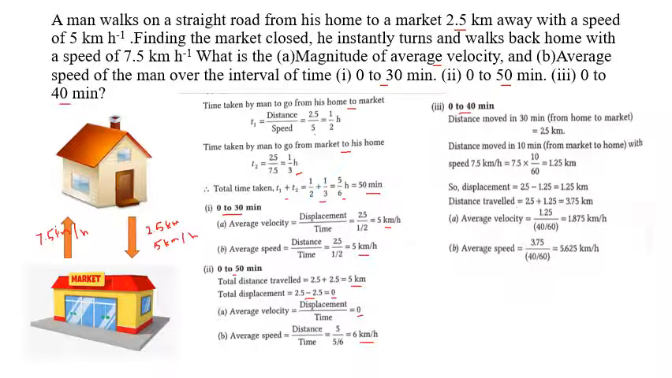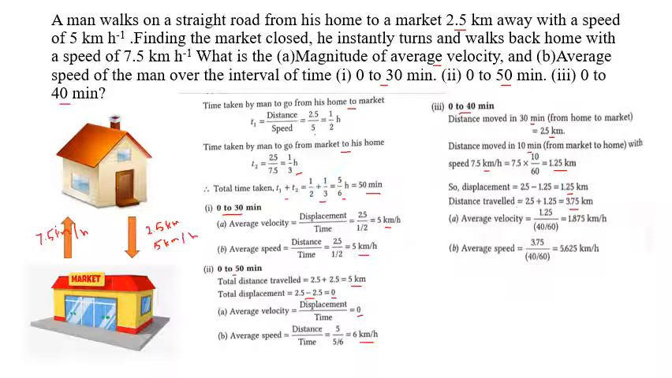Distance moved in 30 minutes from home to market is 2.5 kilometer. Distance moved in 10 minutes from market to home with a speed of 7.5 kilometer per hour will be... So what is the distance? 7.5 into 10 by 60 is equal to 1.25 kilometer. So the displacement will be 2.5 minus 1.25 is equal to 1.25 kilometer. Okay, then the distance traveled will be 2.5 plus 1.25 equal to 3.75 kilometer. So we found the displacement and distance traveled for this 0 to 40 minutes case.